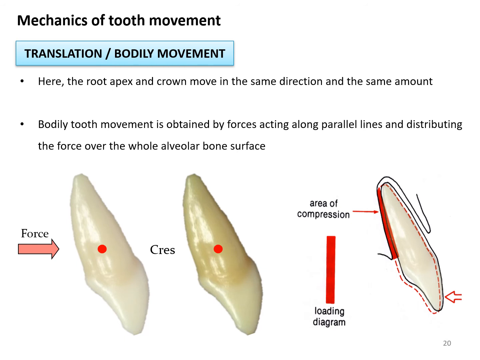However, you can see there will be an area of compression, as you can see in the loading diagram. So when the force is applied, the whole periodontal region or the alveolar bone around the tooth root is compressed, causing the tooth to move bodily.